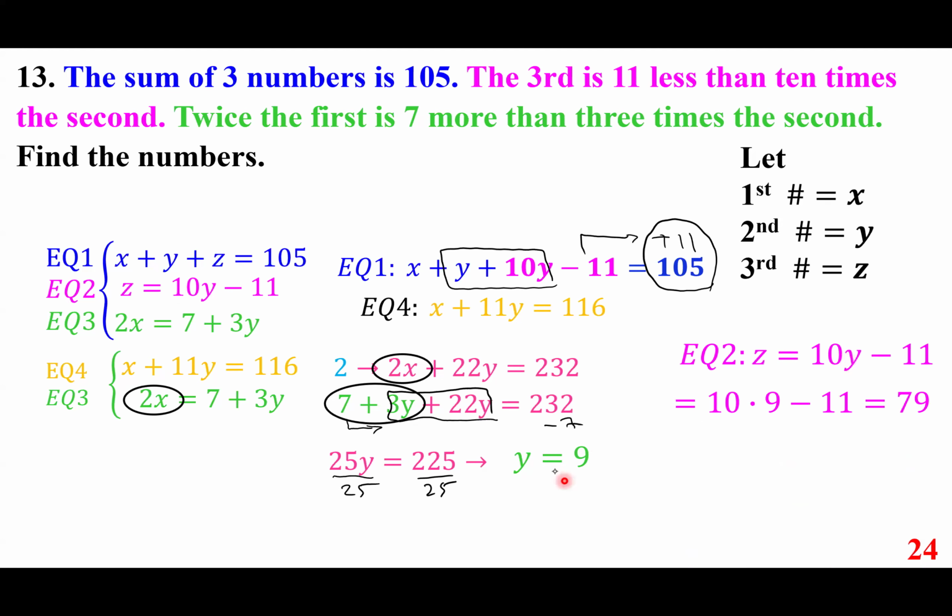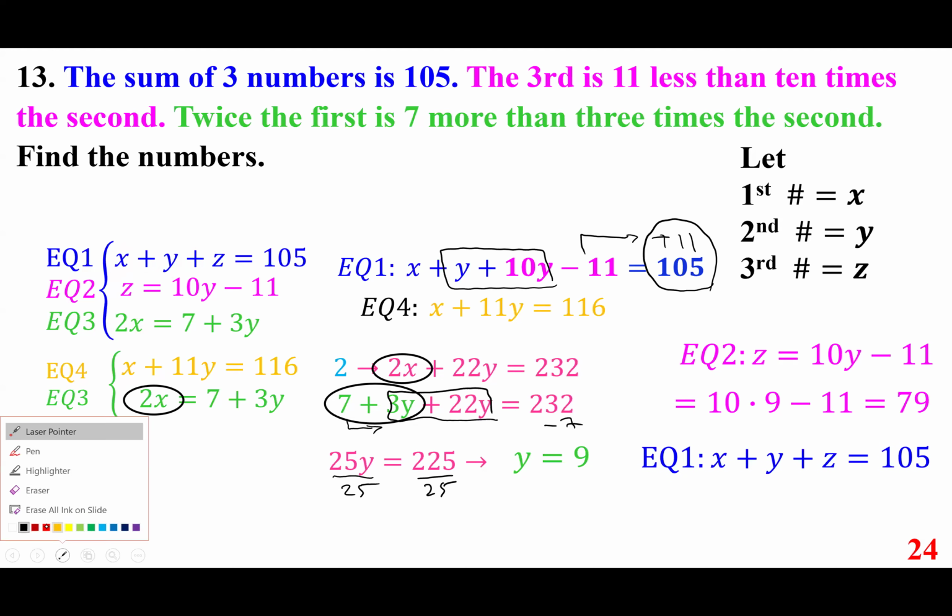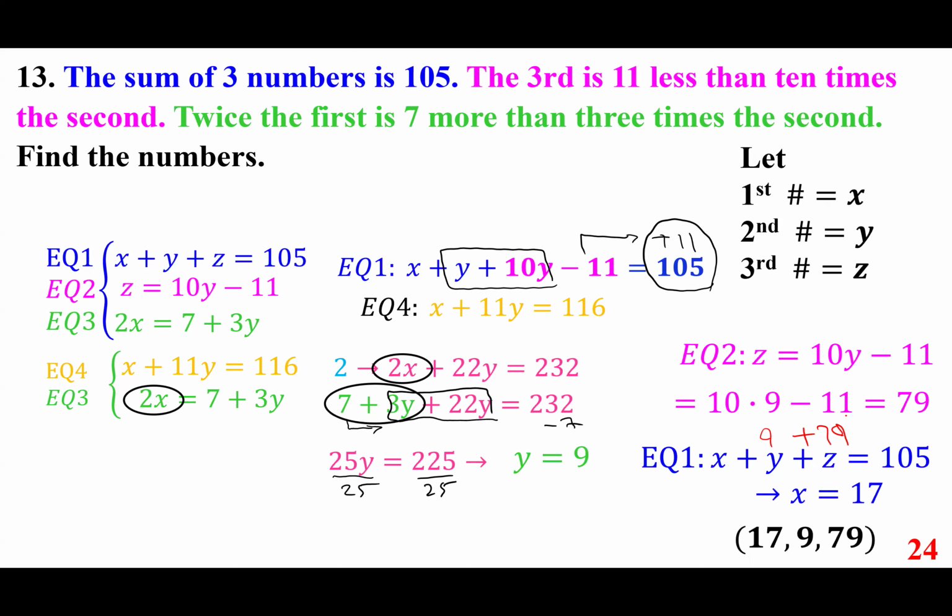So we have the y, we have the z. We can go to any of those, the first one or the third one, and find the missing x. So if you go with the first one, x plus y plus z equals 105. Y is 9. Z is 79, making it 88. Subtract from 105. X is 17. And you have 17, 9, 79.